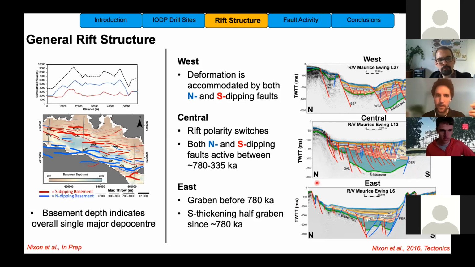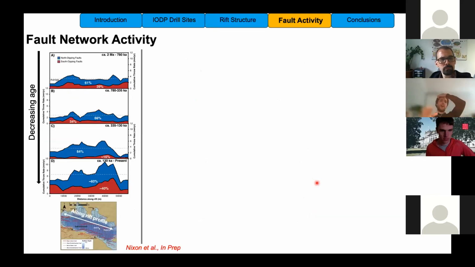So how has this changed through time? That's one of the key questions: how has fault activity within this rift fault network changed through time? So here we have cumulative throw rates plotted in profiles. And what we see here is that through time, the first observation that you can see is the overall throw rate of the network through time. So we're seeing more and more activity.